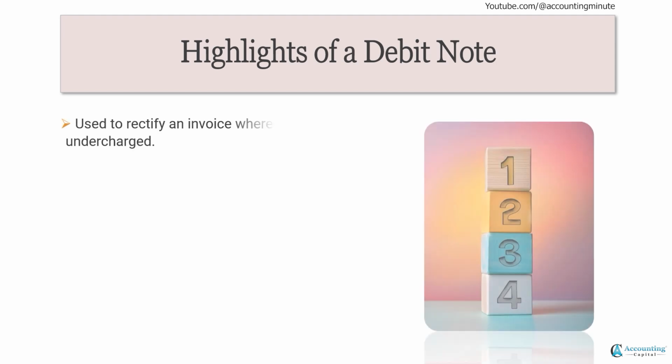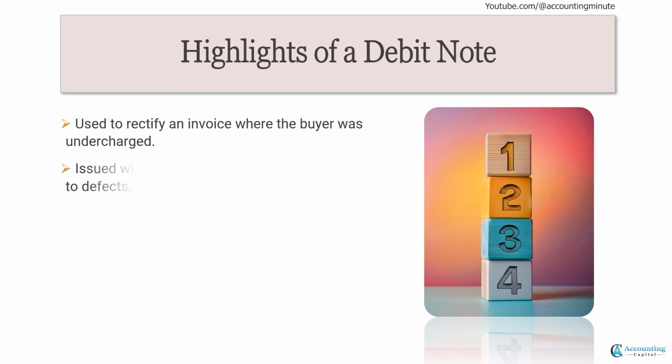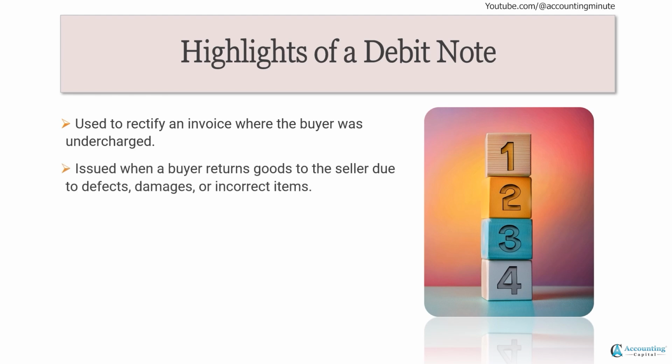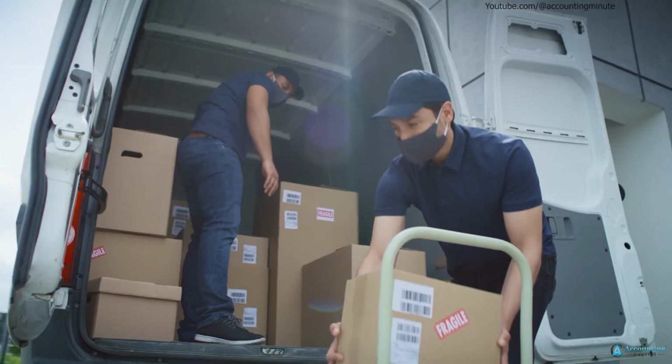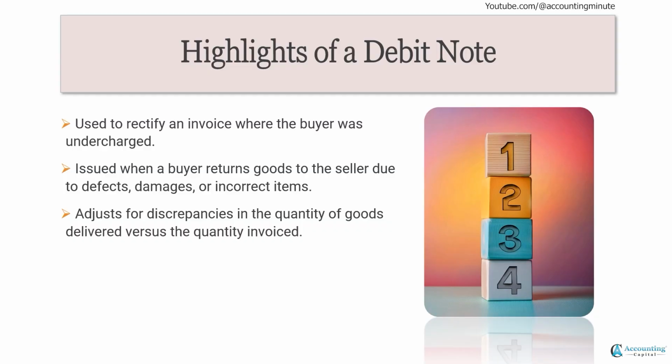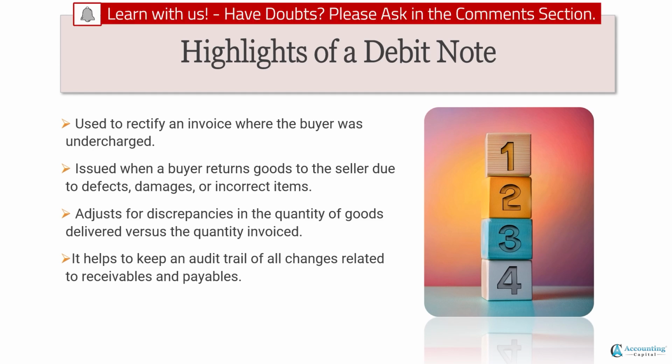A few highlights of a debit note are: they are used to rectify an invoice where the buyer was undercharged. They are issued when a buyer returns goods to the seller due to defects, damages, or incorrect items. They are used to adjust for discrepancies in the quantity of goods delivered versus the quantity invoiced. Debit notes also help to keep an audit trail of all the changes related to receivables and payables.